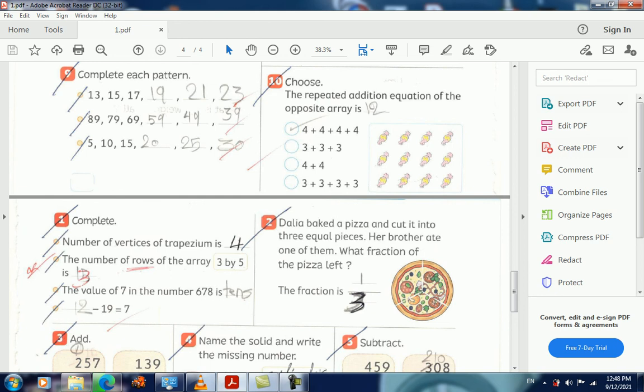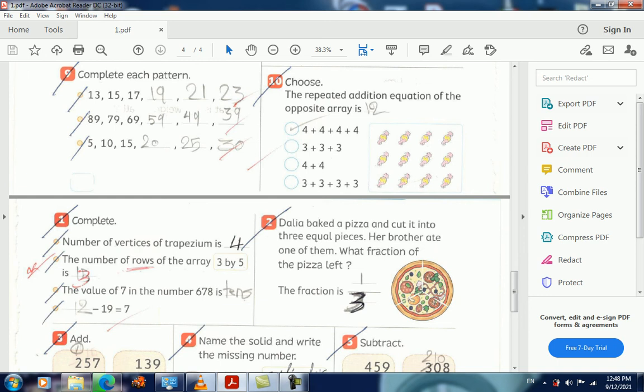Then we have to get the rule down. 89, 79, 69. So it's obvious that we are taking away 10 each time. So 89 minus 10 is 79. 79 minus 10 is 69. Then 69 minus 10, 59. Then minus 10, 49. Then minus 10, 39.